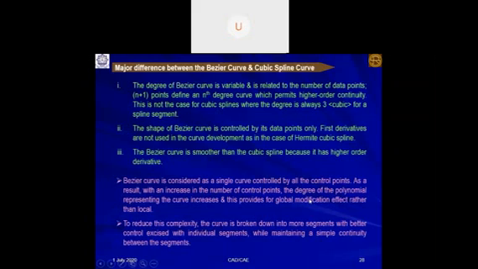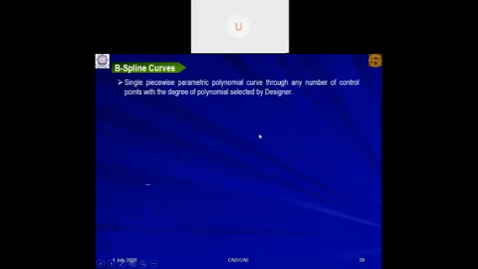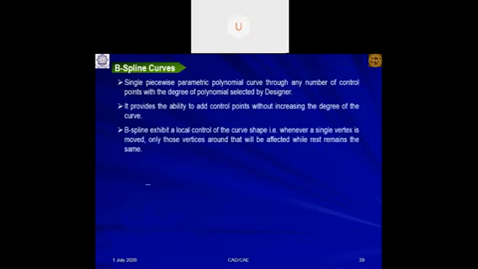But another way, instead of the Bezier curve, you can use the B-spline curve. The B-spline curve is a single piece of parametric polynomial curve through any number of control points, with the degree of the polynomial selected by the designer. Meaning, you can add control points without changing the degree, because the degree is specified by the designer. So B-spline exhibits local control over the curve shape. Wherever a single vertex is moved, only the vertices around it will be affected, while the rest remain the same.